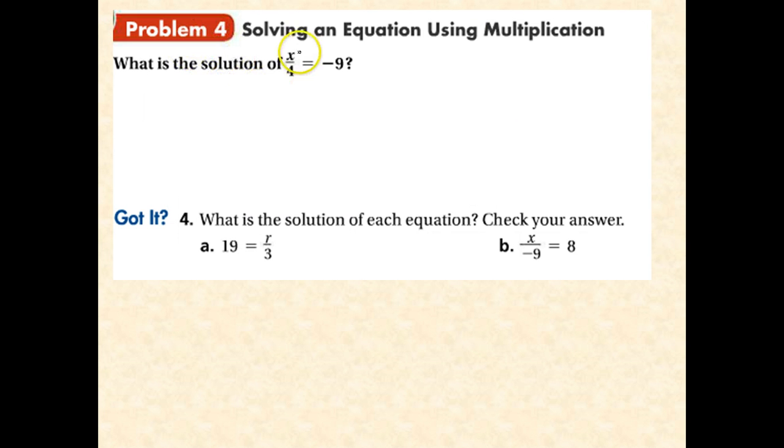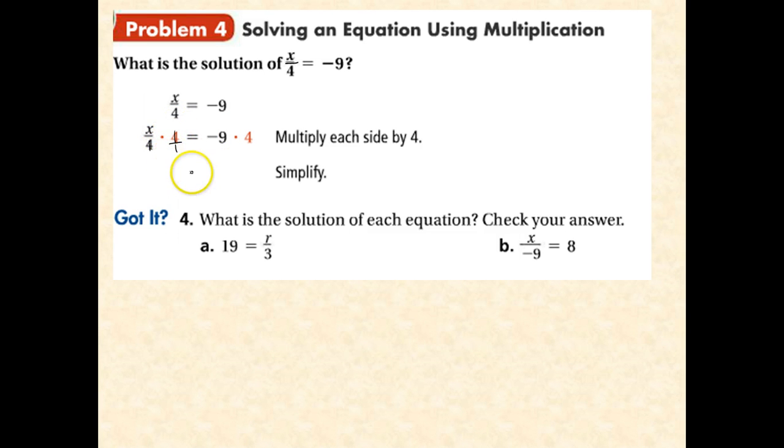Okay, so what's the solution of x over 4 equals negative 9? Well, here's my variable. What's happening to my variable? It's being divided by 4. So what is the inverse operation of dividing by 4? Well, it's multiplying by 4. So we're going to multiply each side by 4. And then this is like 4 over 1, and 4 over 4 is 1. So we get x by itself, and we get 1x equals negative 36. So see if we can use the multiplication property of equality to solve these two.